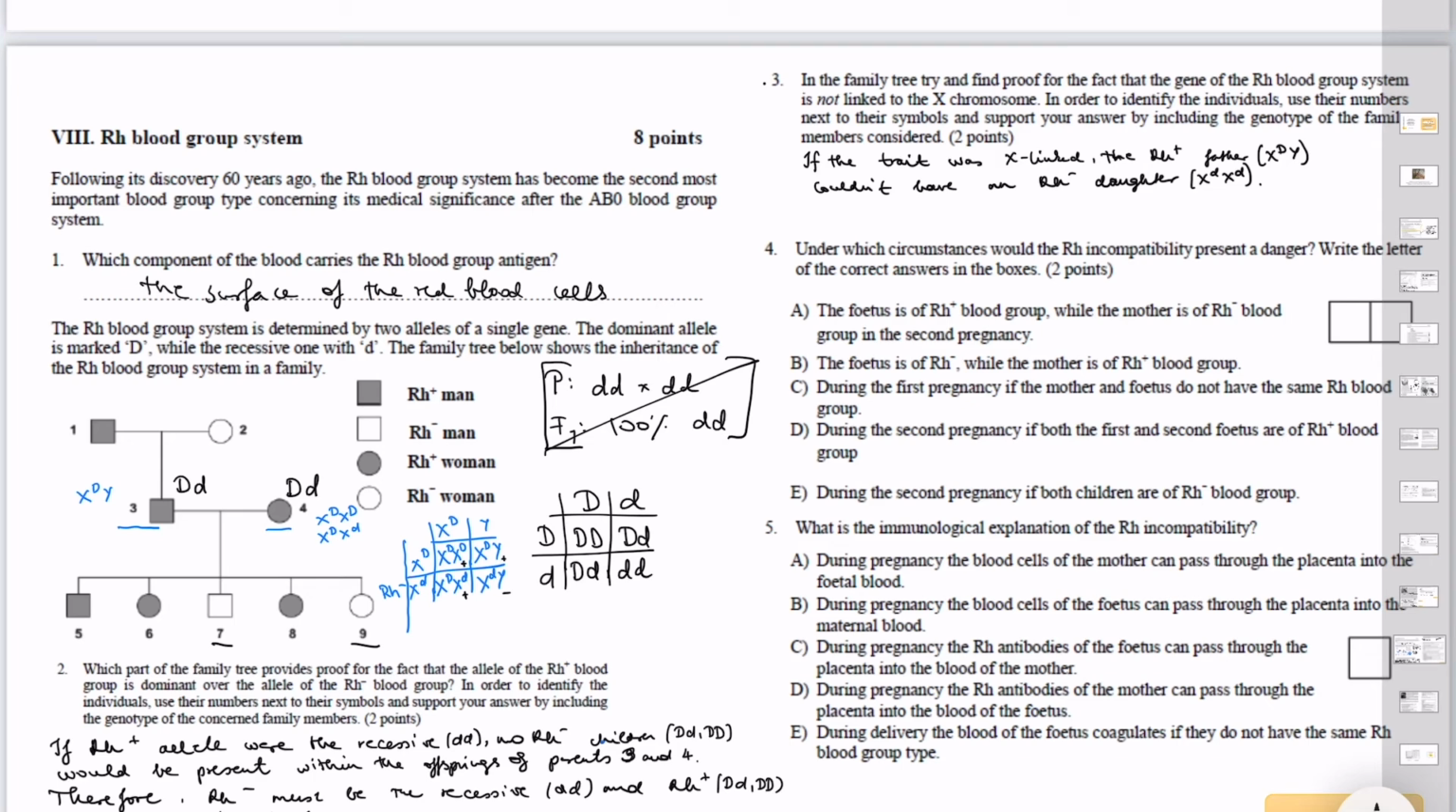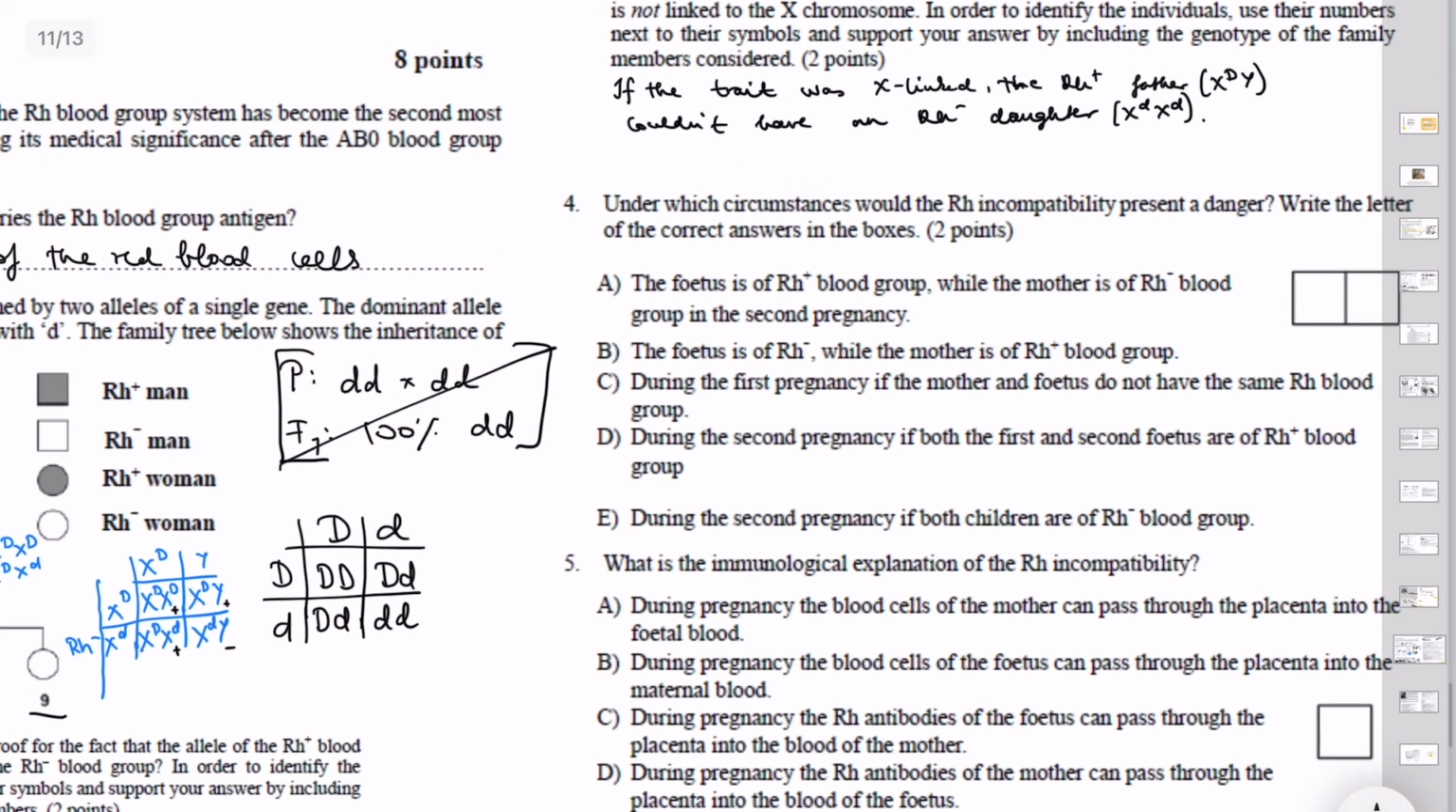So let's look at the answers. The fetus is of Rh positive blood group, while the mother is of Rh negative blood group in the second pregnancy. The fetus is of Rh negative, while the mother is of Rh positive. During the first pregnancy, if the mother and fetus do not have the same Rh blood group, during the second pregnancy if both the first and second fetus are of Rh positive blood group, or during the second pregnancy if both children are of Rh negative blood group.